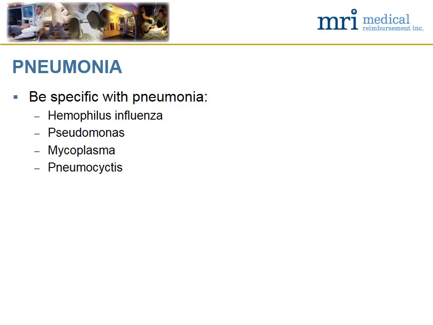Pneumonia. Basically with pneumonia, they would like for you to be as specific as possible. So if you've had the test results come back and you know exactly the specific type of pneumonia, that would need to be noted in the patient's chart. Otherwise, it would just be coded as pneumonia unspecified.